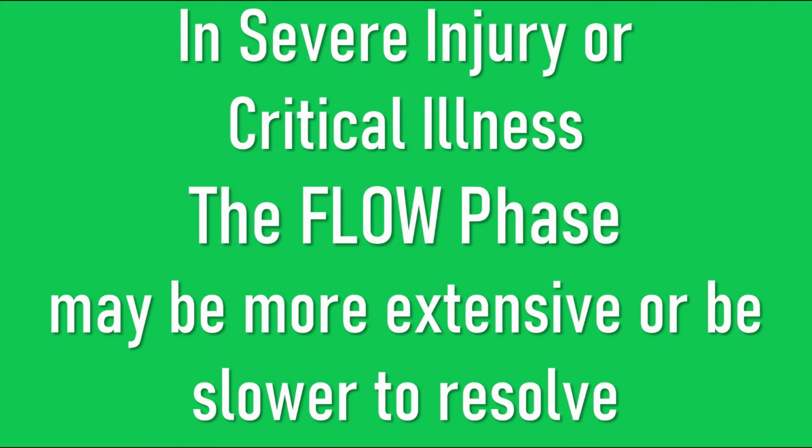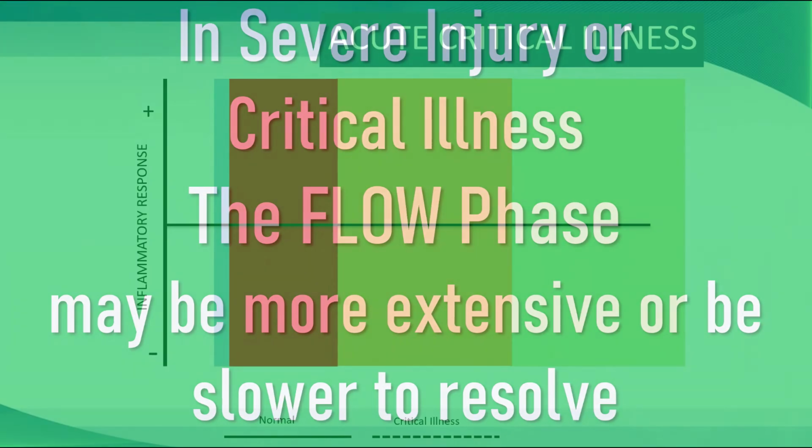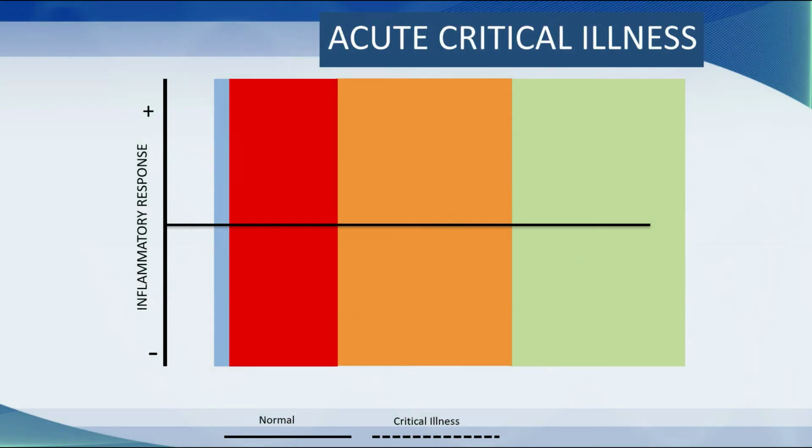In severe injury or critical illness, the flow phase may be more extensive and or it may be slower to resolve. Going back to our picture from earlier on, we have on the y-axis the inflammatory response, and there is the injury, which is substantial.